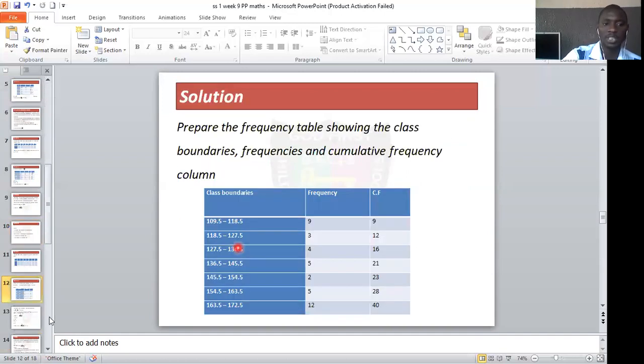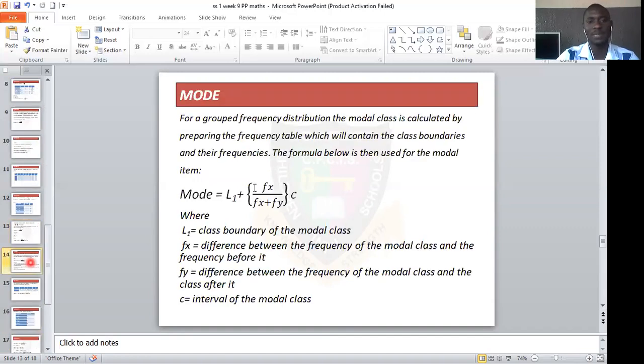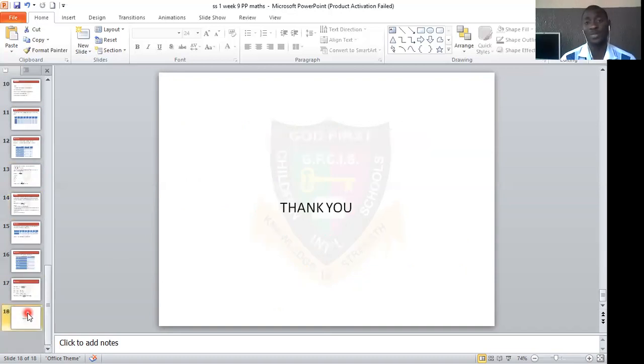You can see the correction we made here is the class width, which is 10. So the modal score is also the same thing, which is L1 plus Fx over Fx plus Fy, open bracket c. So these are the parameters by which you can solve the mean, median, and mode of a class interval. So we've come to the end of this class on measures of central tendency.